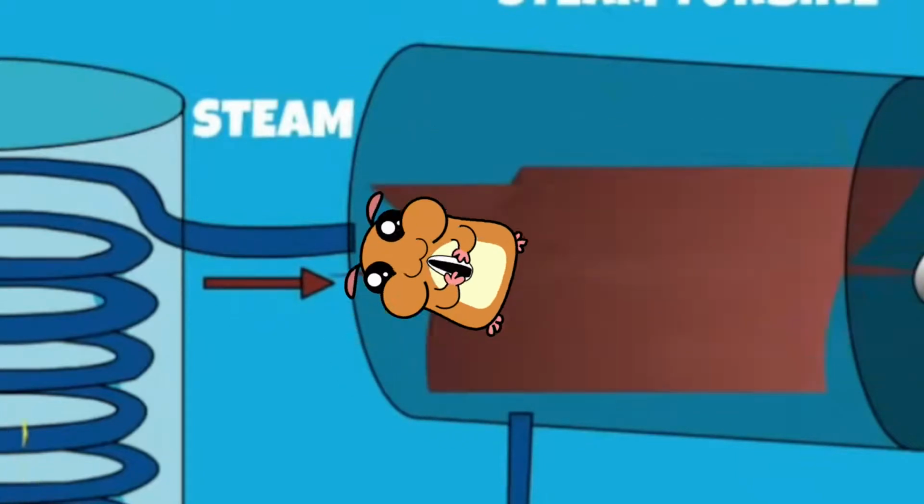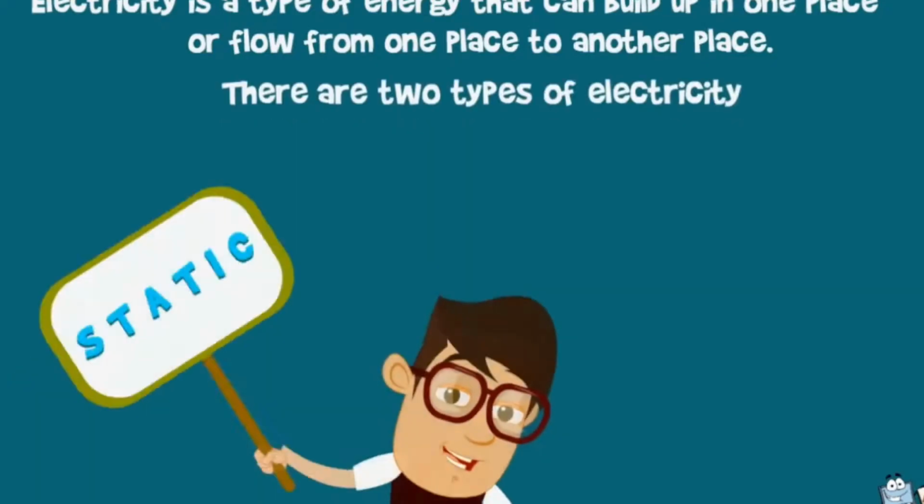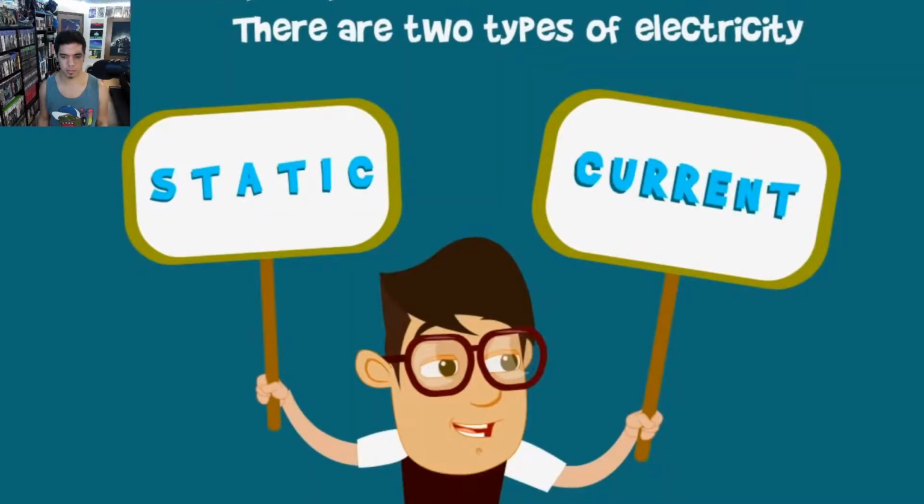There are two types of electricity, static and current. Let's study about these one by one.